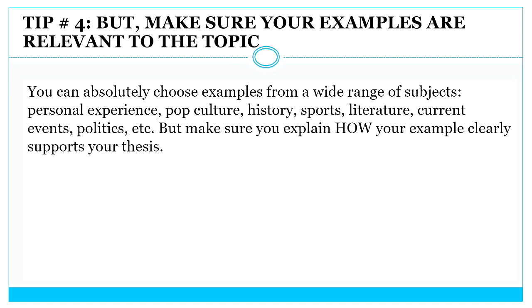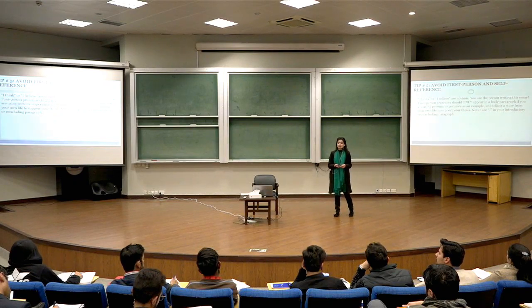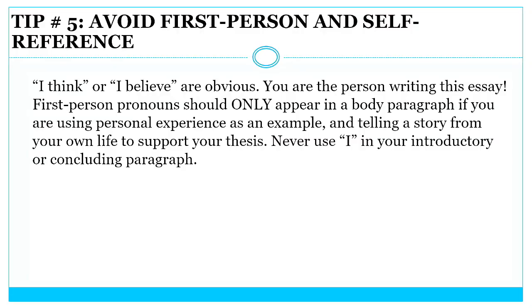So remember this. Tip number 5. Avoid first person and self-reference. Don't use words like I think, I have. So these words should not be used. थोड़ा general होना चाहिए. ये I वाली approach जो होती है, ये usually readers को इतनी पसंद नहीं आती है. I think or I believe are obvious. You are the person writing this essay. First person pronouns should be avoided, should only appear in a body paragraph if you're using personal experience as an example and telling a story from your own life to support your thesis. Never use I in your introductory or concluding paragraph.